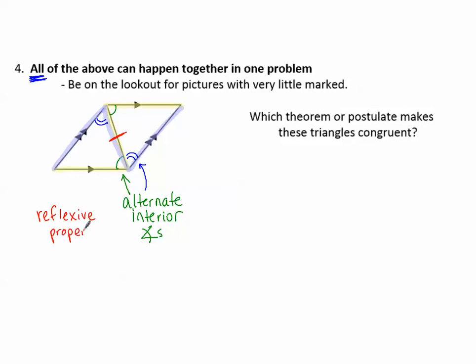And it's important that we know why we're marking things and that we write down what it is that's allowing us to say that they are congruent. So the reflexive property tells us that this side is congruent to itself. Now that we have everything marked that we can, which theorem or postulate makes these triangles congruent? It might be easier if we draw the picture separately. So I'm going to take this one triangle, draw it out here to the side.